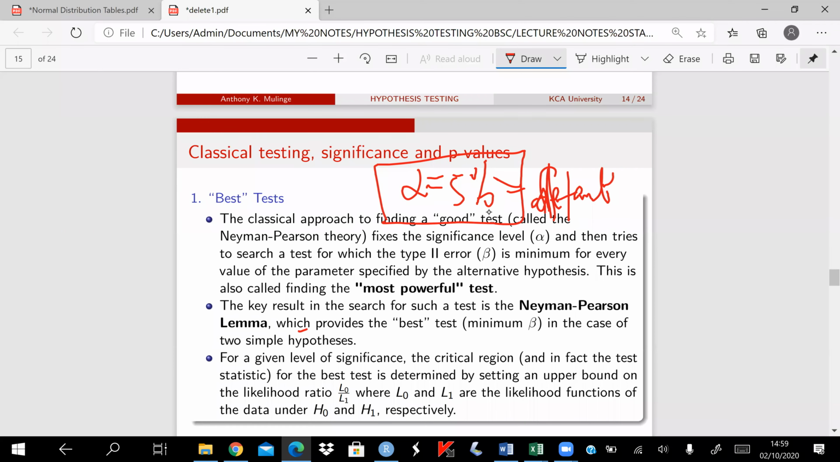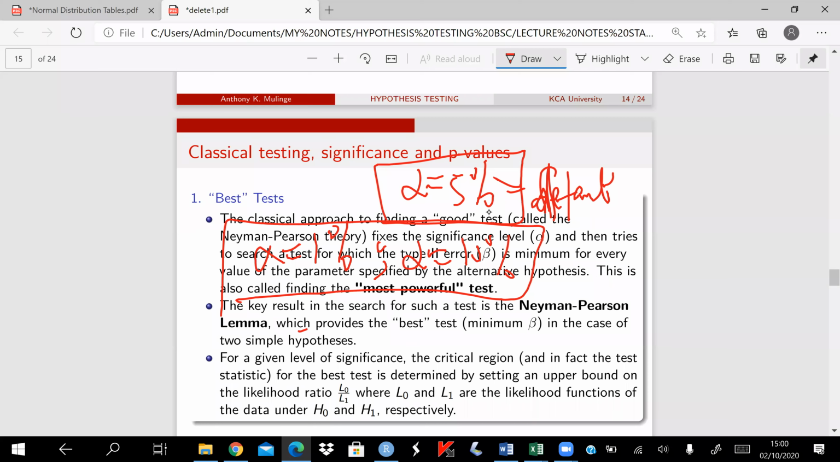So in an exam setting, if you are not given the level of significance, you are supposed to use alpha equal to 5%. There are other levels of significance that can also be used. For instance, you can have alpha equal to 1%. You can also have alpha equal to 10%. But in an exam setting, you only use these two when you are told to use them.